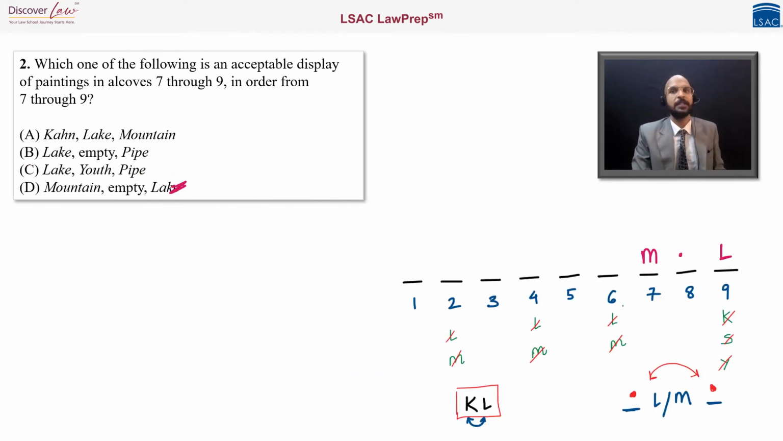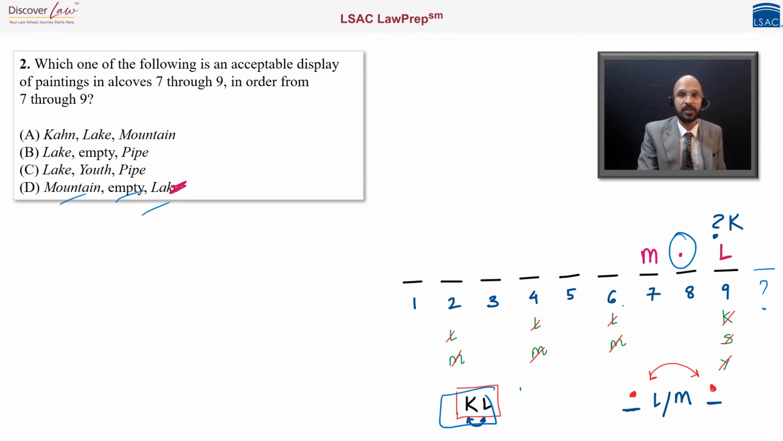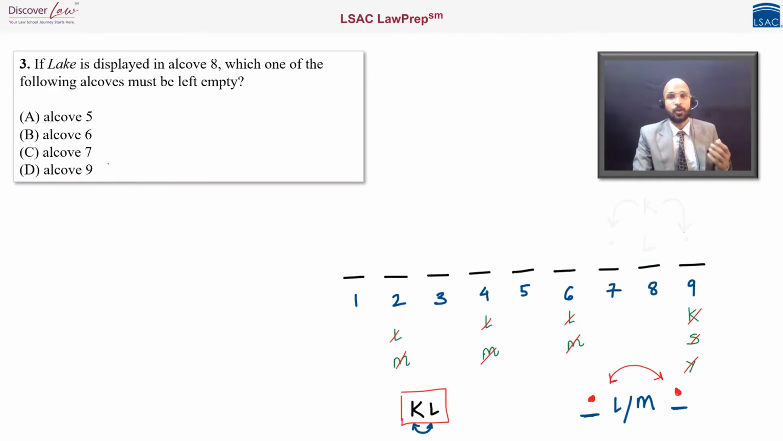Now, option D, it says M empty lake M dot L. Is there a problem in here? Well, yes. You see, you know that this spot is empty and K and L have to be together. Now, in the absence of a 10th position, where do you put K? Which means that you cannot follow this rule here, and therefore D also is not the answer. B is our answer.